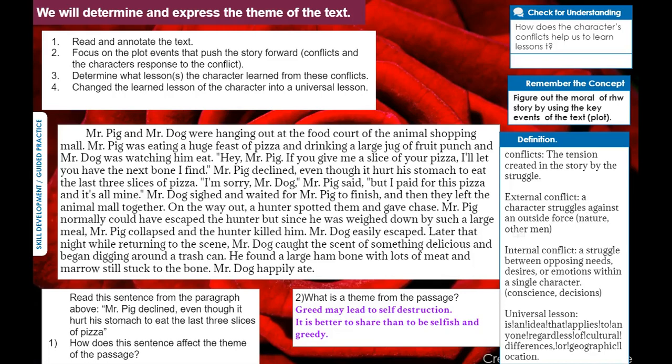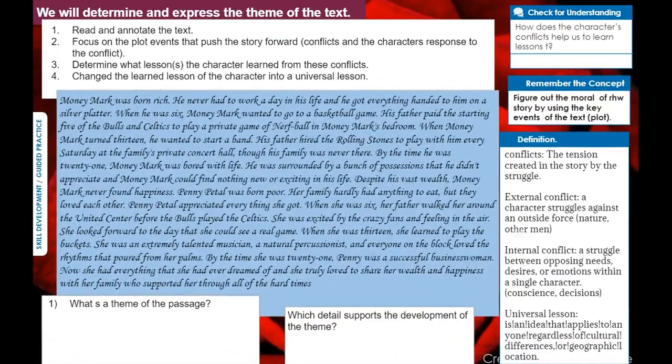And then this particular sentence shows us Mr. Pig's, I guess, true nature. It showed us how we got to this, how we were able to determine that he was being greedy. So we looked at greedy and we said, what lesson did we learn from Mr. Pig's being greedy? And boom, that's how we have a theme. Let's try another one.